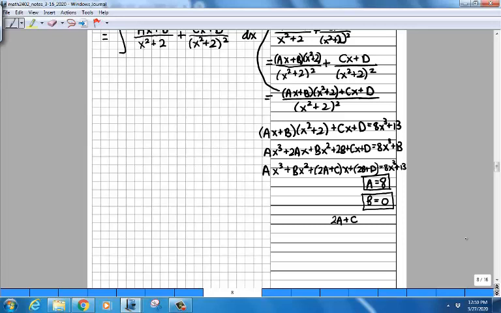This coefficient must be 0, because otherwise you'll end up with x's on the right-hand side, but there's not supposed to be any x's there. So you know that 2a plus c is equal to 0. But a is 8, so 2 times 8 plus c is equal to 0. I think that means c is equal to minus 16, correct? Just solve this equation for c.